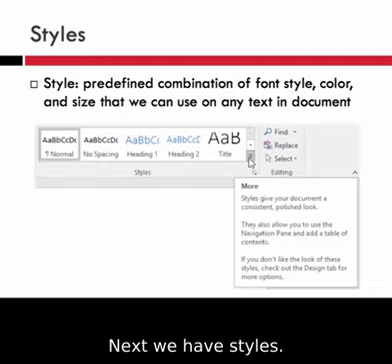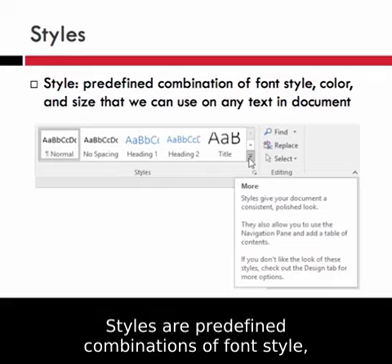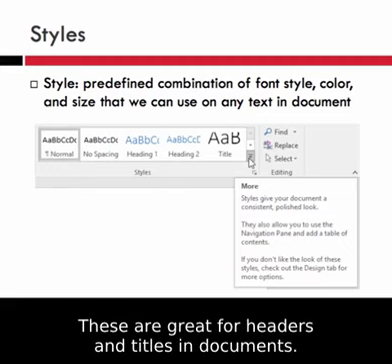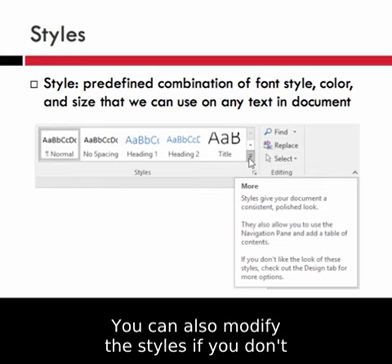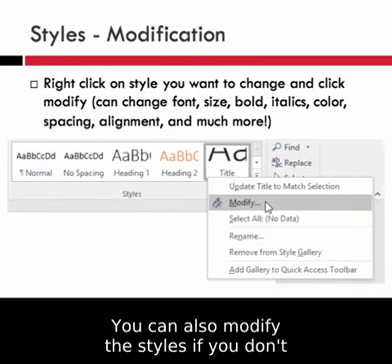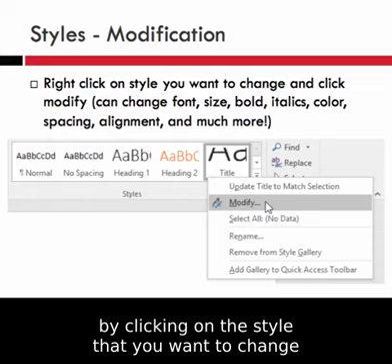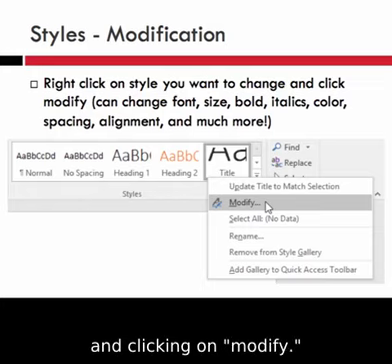Next, we have styles. Styles are predefined combinations of font style, color, and size that can be used anywhere in a document. These are great for headers and titles in documents. You can also modify the styles if you don't like the blue default headers that Microsoft Word provides by clicking on the style that you want to change and clicking on Modify.